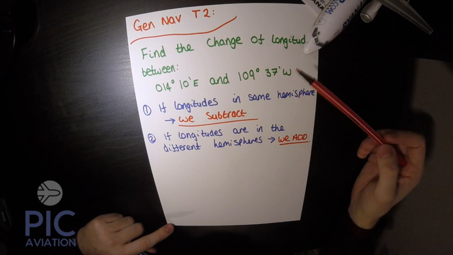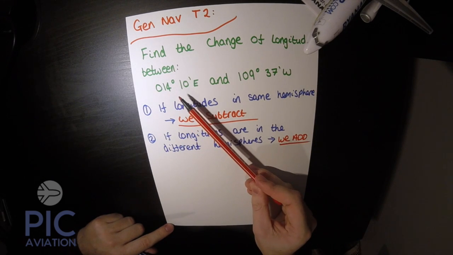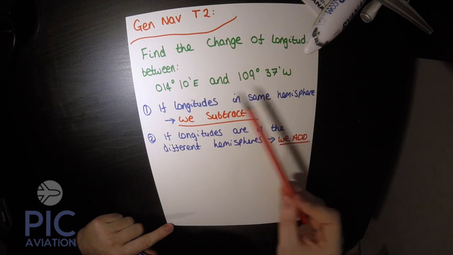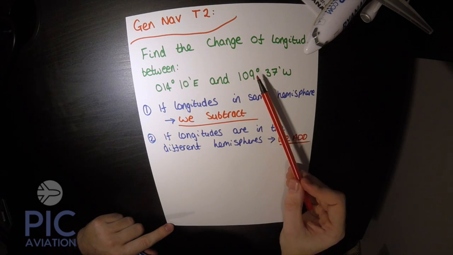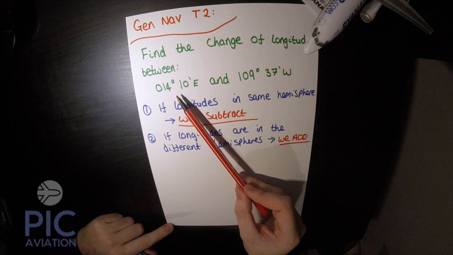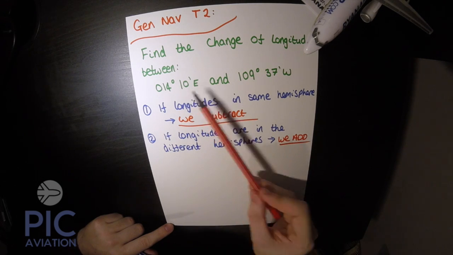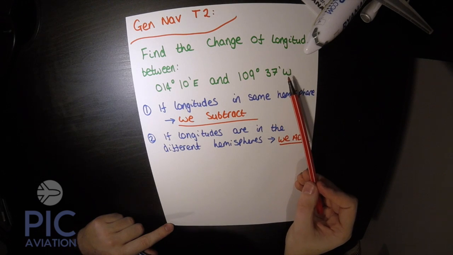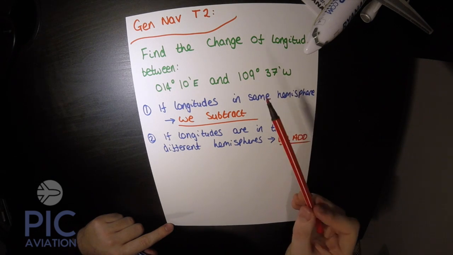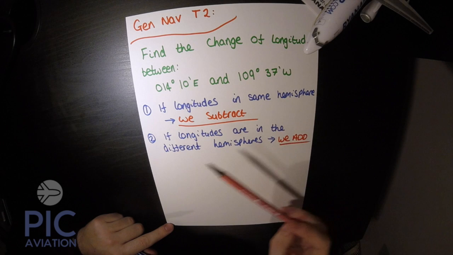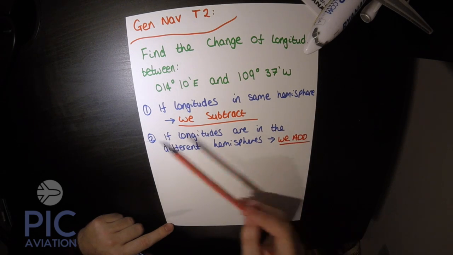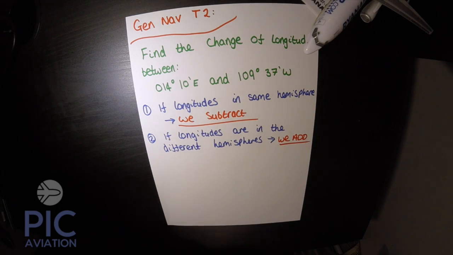Noting these two rules, we then look at our values, our positions, to find that these two values for longitude are in different hemispheres. 14 degrees 10 minutes east being in the eastern hemisphere and 109 degrees 37 minutes west being in the western hemisphere. And because of that, looking at our rules, they're in different hemispheres, so we're going to add. We're going to use rule 2, if you please.